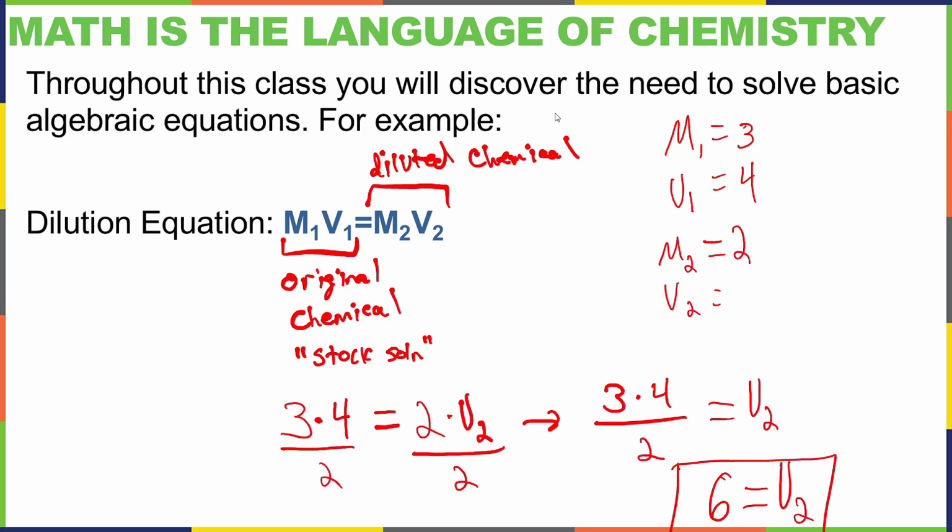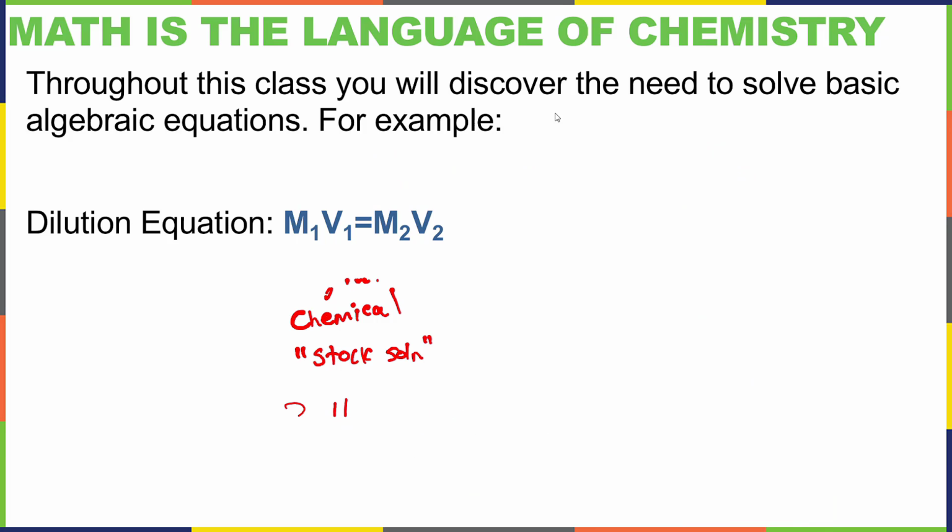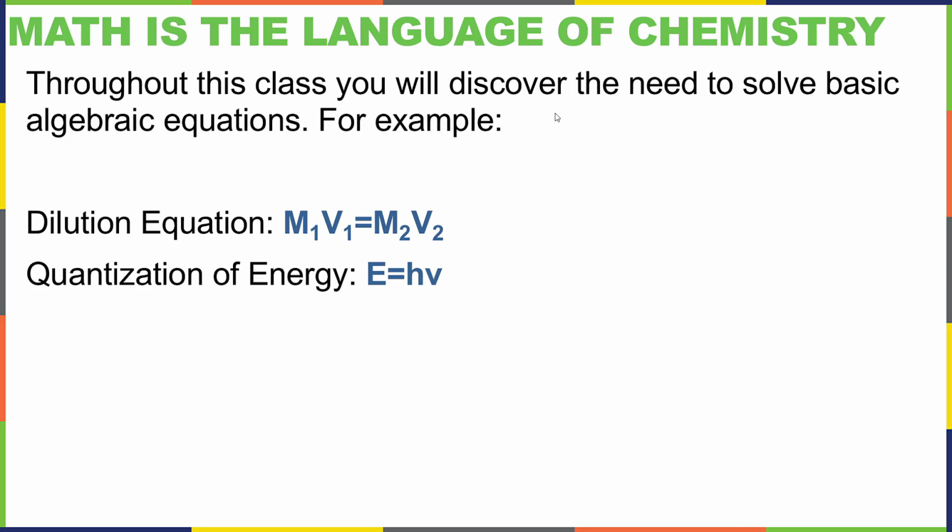So that's what a dilution looks like. Let's go ahead and move to another example, another type of mathematical equation you might be expected to solve in my class. The quantization of energy. Energy is equal to Planck's constant times the frequency, or E equals h nu. Again, you don't know what that means right now, but you will.